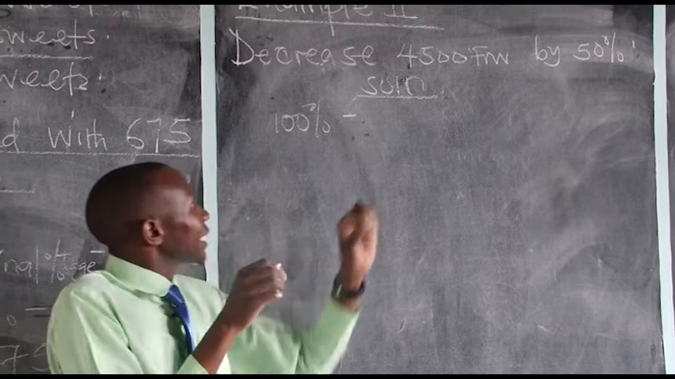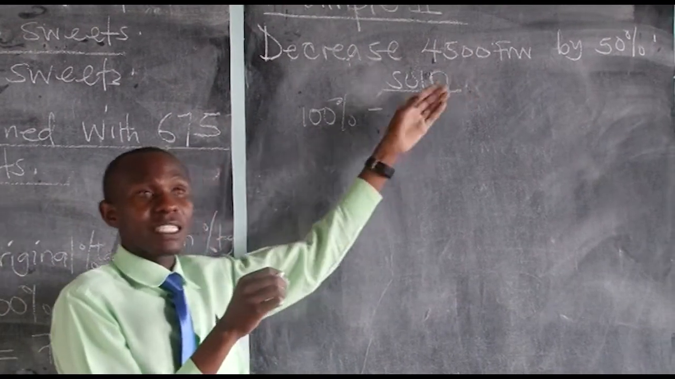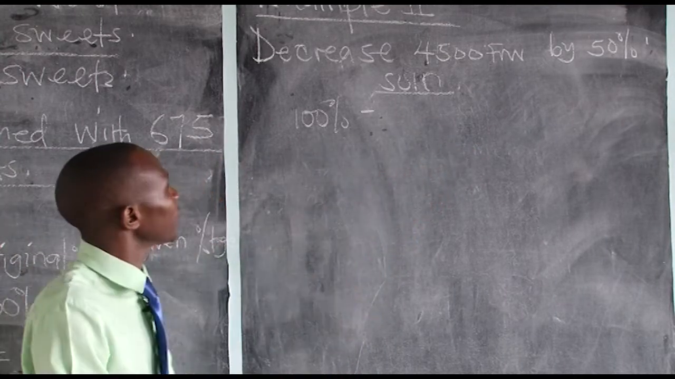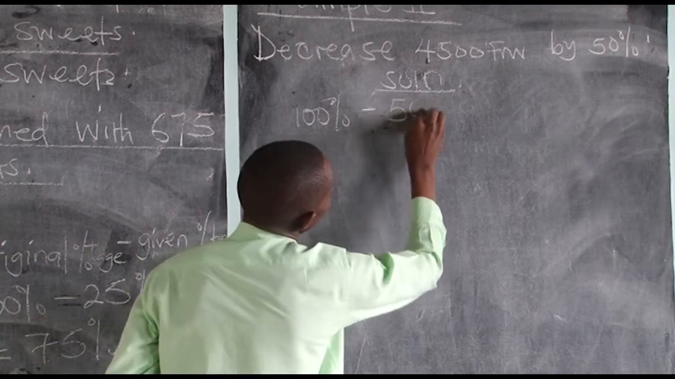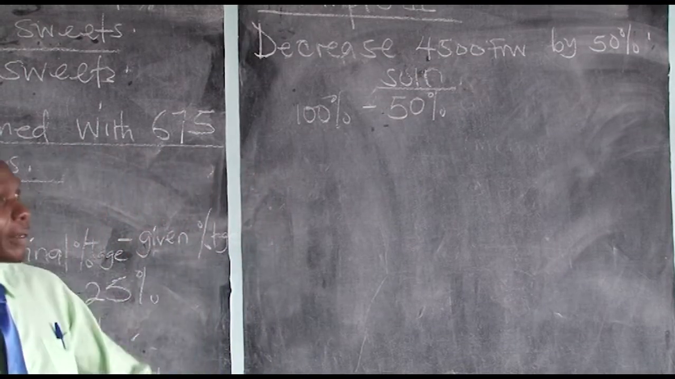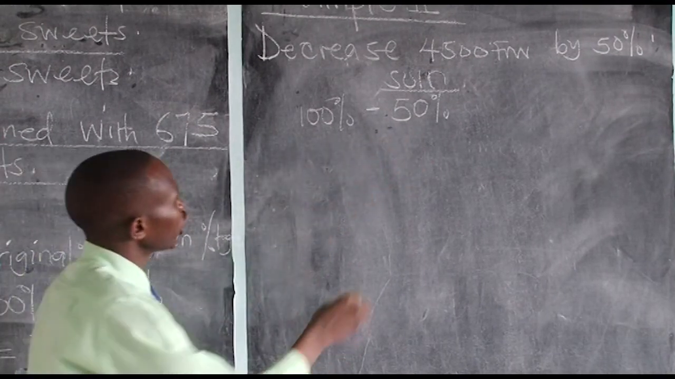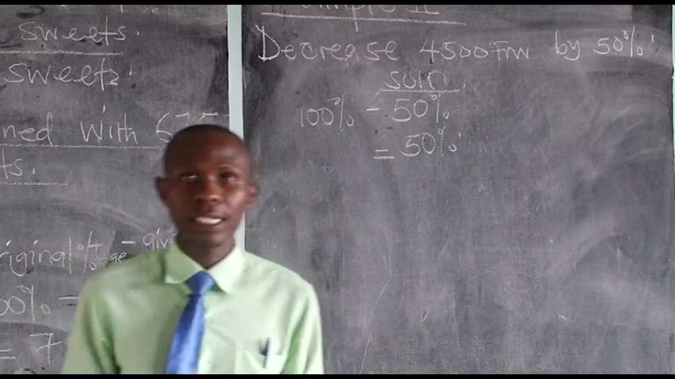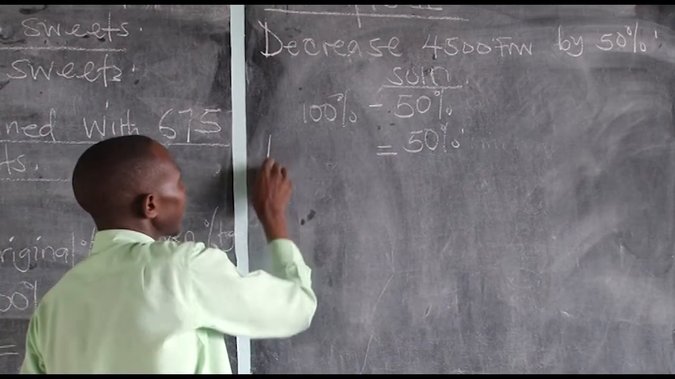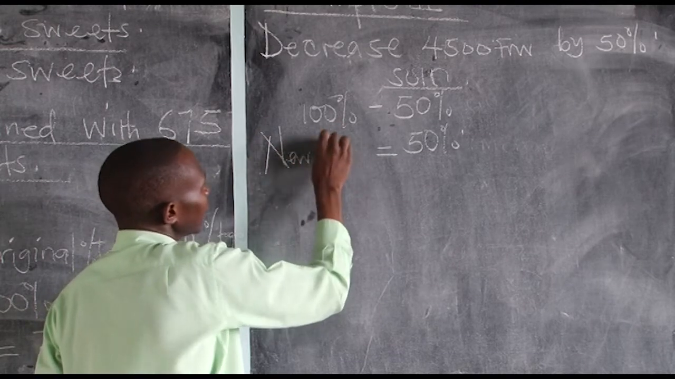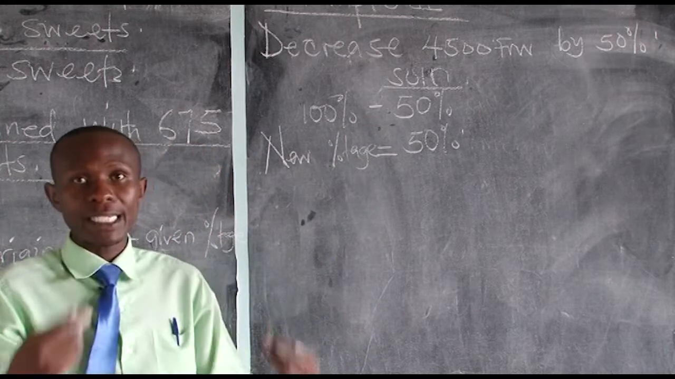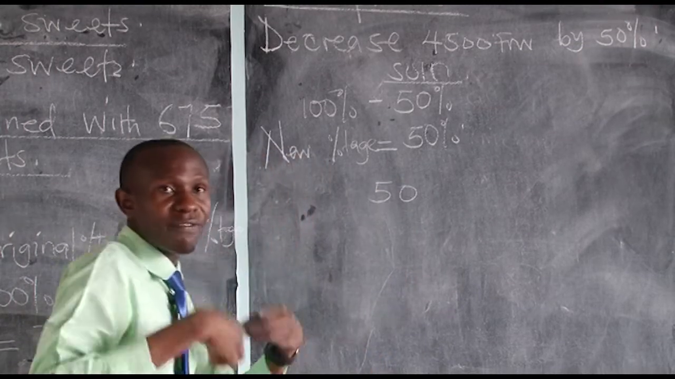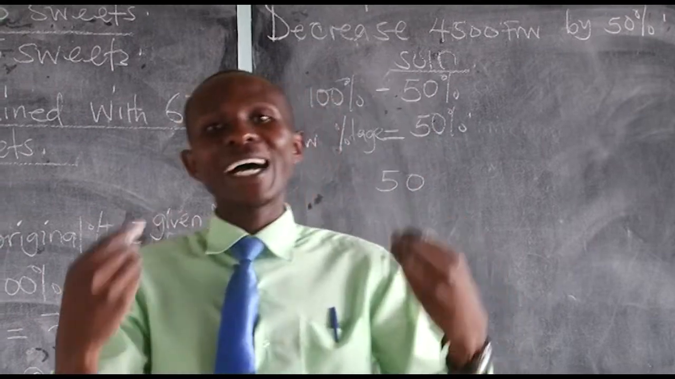This money is valued as 100%. So if this amount of money is valued as 100%, and we remove 50% of it, we shall get 100% take away 50%, and it will give us 50%. After getting 50%, this is now what we call the new percentage. After getting our new percentage as 50%, what is supposed to be done? We shall get our 50%, the new percentage, divide by the original percentage, which is 100%.